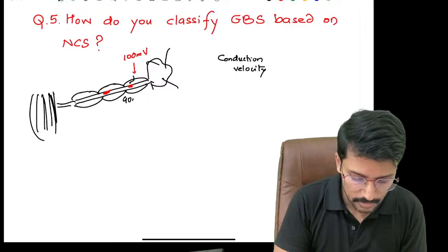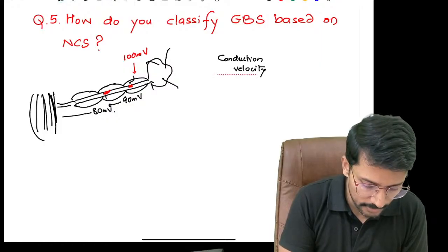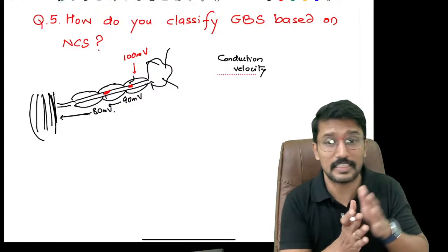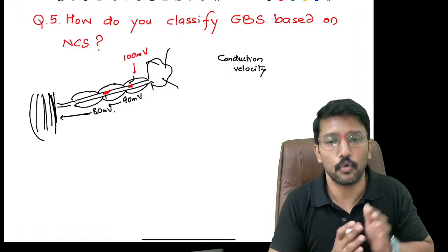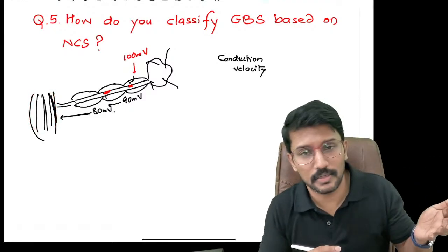So that will become 90 millivolts. In the next site of injury, it will further drop and it will become 80 millivolts. So finally, the amount of voltage that is being delivered to the muscle will be lower. Okay. Now, how will I calculate how much voltage I gave to the muscle?